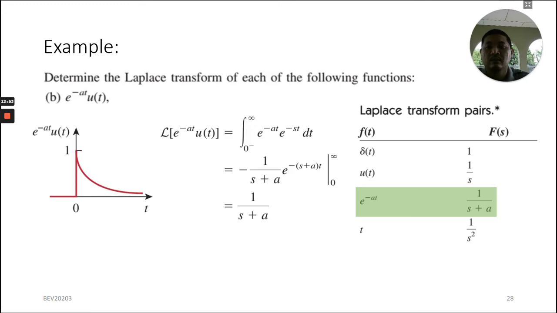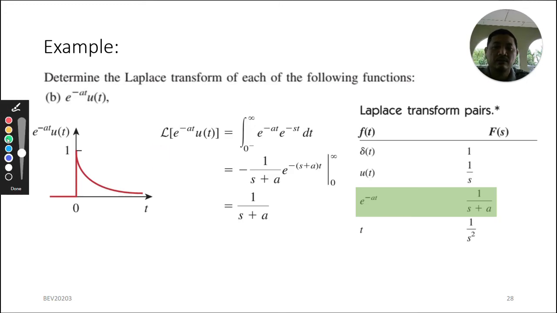Next is the same example as before. We have f(t) equals e to the negative at u(t). Now remember that u(t) means that the function only exists from 0 and above, meaning that the exponential function in negative time does not exist. So in that case, we can use the Laplace transformation of one direction, a single direction, from 0 to infinity. We try to solve this, and then finally this is the answer.